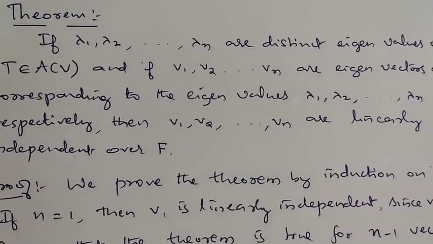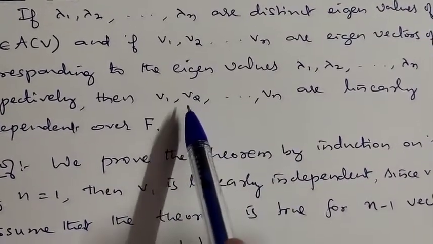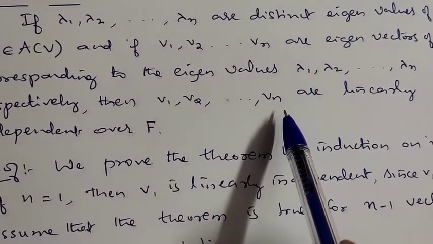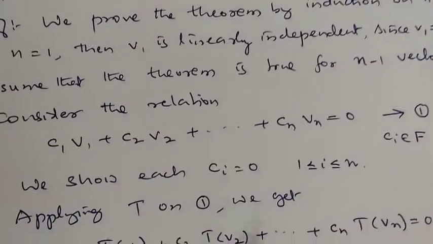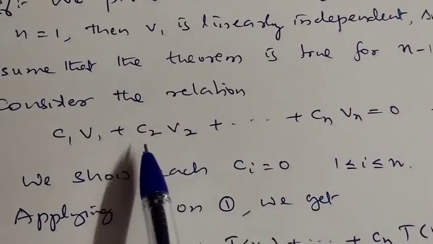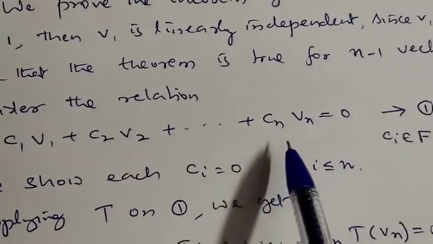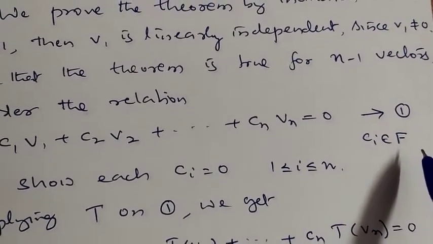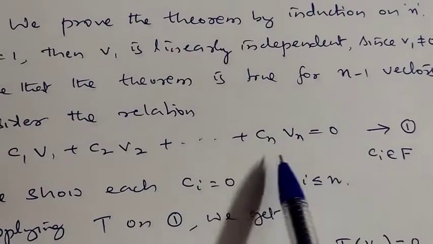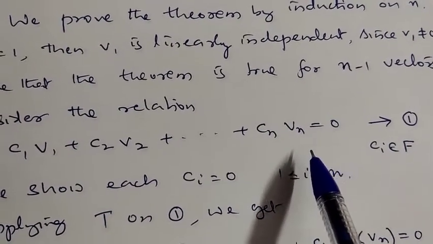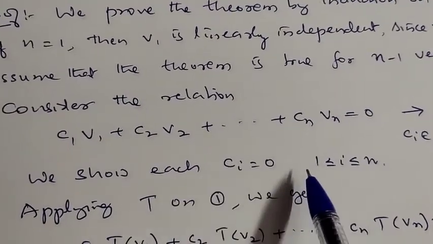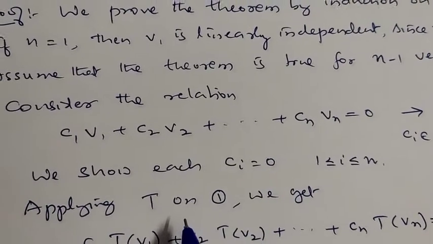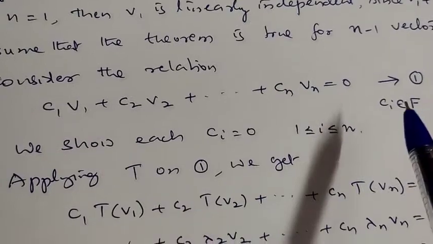So we need to prove that all the n vectors v1, v2, etc., vn are linearly independent. For this, you consider the relation c1 v1 plus c2 v2, etc., plus cn vn is equal to 0, where ci's are scalars. Now to show these are linearly independent, what do we have to show? Each of these scalar coefficients ci's must be equal to 0. We will show this. Now you apply the transformation T onto the expression 1.